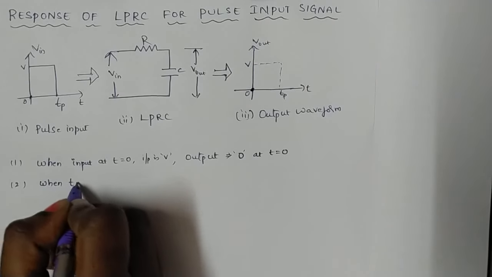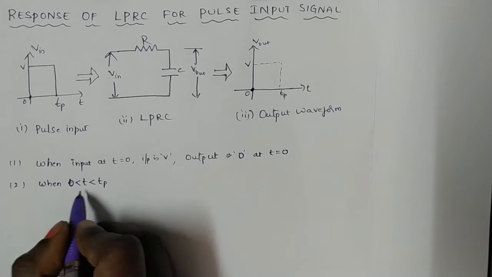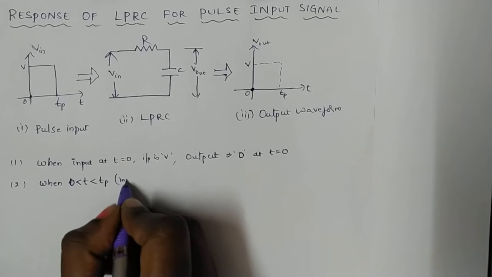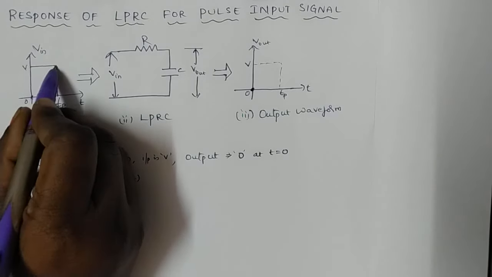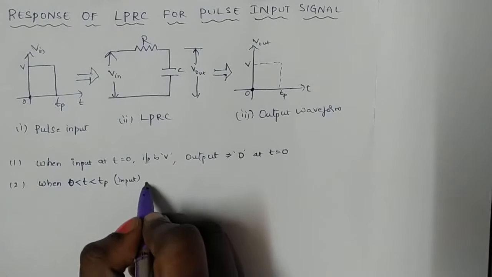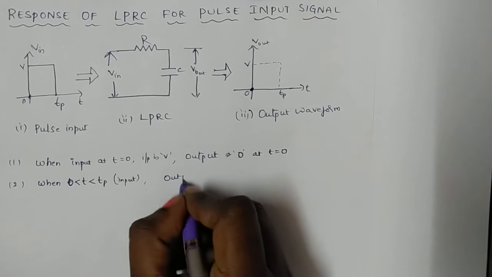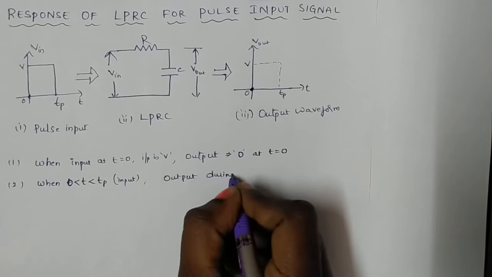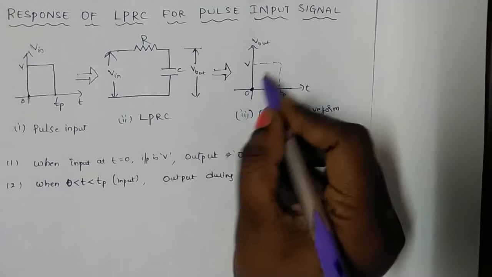When 0 is less than t less than tp, the input amplitude is V volts. Then the capacitor starts charging from 0 to V volts. Then the output during the period 0 less than t less than tp gradually increases.